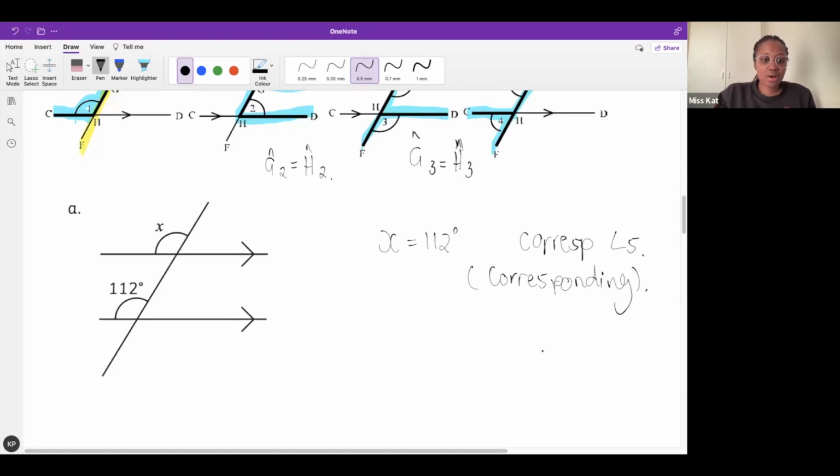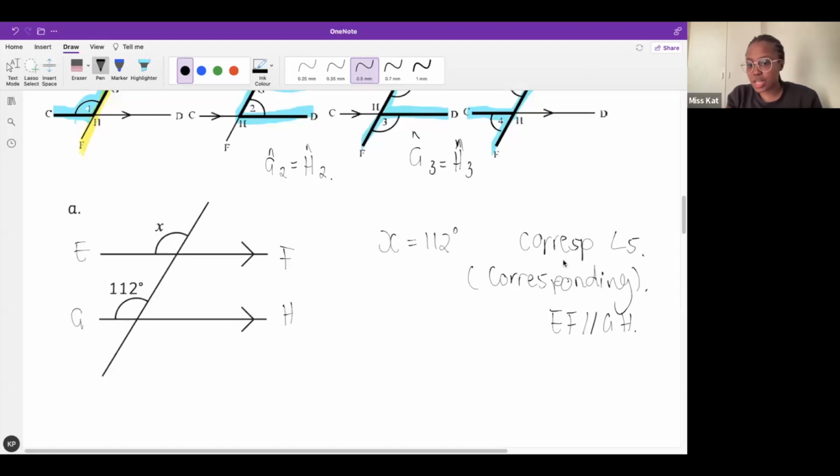Okay, now we need our parallel lines. And of course, they're not named, so you guys can give me the parallel lines. If you're going to use the parallel lines, you need to tell me that you use them. So after saying corresponding angles, you have to say, because EF is parallel to GH.